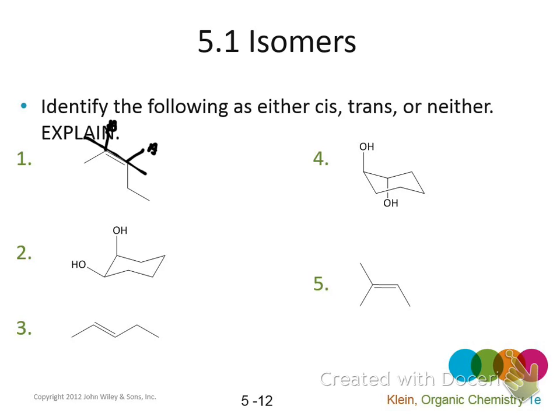Okay, so let's do this. This is a little trickier. When you're doing cis and trans on a ring, you have to think, is it on the top side of the ring or the bottom side of the ring? So, this OH, top or bottom? This OH, top or bottom? Cis. Same side. Really, we're worried about the hydrogens, but that one is cis. This top one is cis.